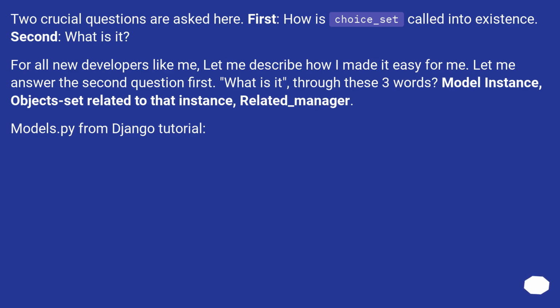Two crucial questions are asked here. First, how is choice_set called into existence? Second, what is it? For all new developers like me, let me describe how I made it easy for me. Let me answer the second question first. What is it, through these three words? Model instance, object set related to that instance, related_manager.